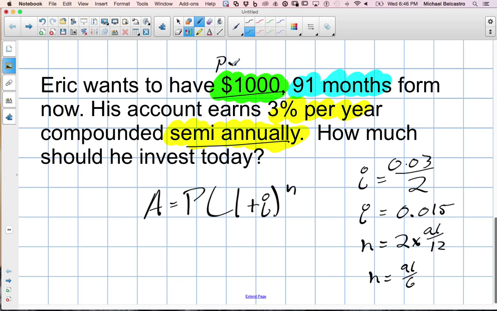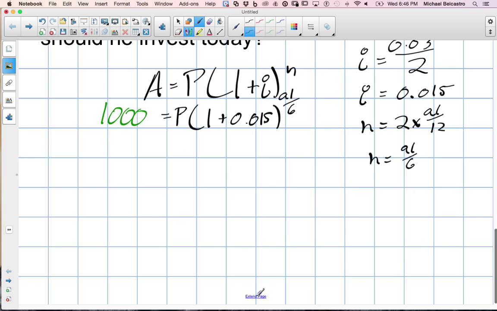Oh no, I lied. That's not what we start with. They want to have $1,000 in the future, right? So the present value is what we're trying to find. We plug in 1,000 for our A, equal to P, which is unknown, times 1 plus our i value this time, 0.015, and our n is the fraction 91 over 6. Same concepts, we just have to isolate for P.